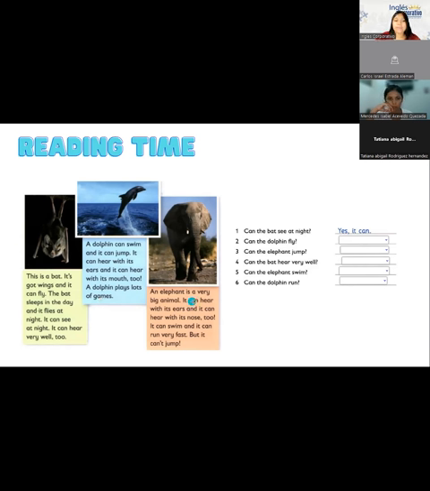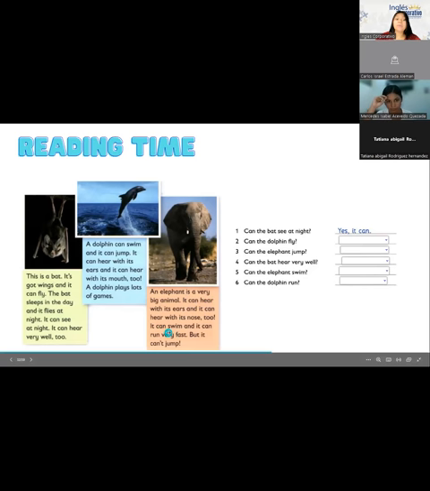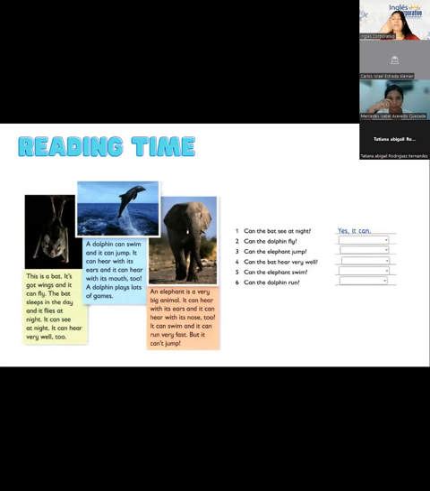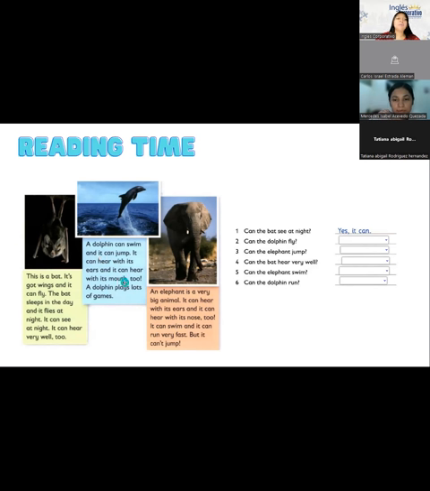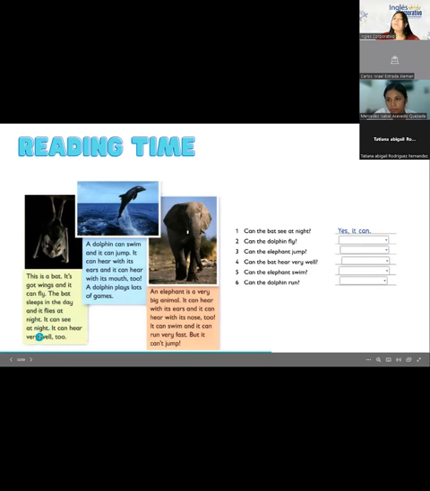Guys, listen to this, okay? It says that the elephant can hear with its ears and it can hear with its nose. O sea que el elefante puede escuchar con sus oídos o con su nariz. A dolphin can swim and it can jump. Jump means saltar. Mire el delfín, puede escuchar con sus oídos y con su boca. This is a bat. It's got wings and it can fly. It sleeps in the day and flies at night.